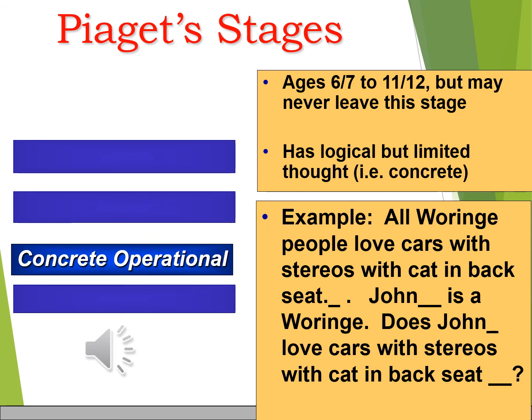A person that's progressed to the next stage will say, well, if all have this characteristic and she is a member of this group, then since all these people have that characteristic, we can positively know that Rose must indeed also love tuna fish sandwiches.